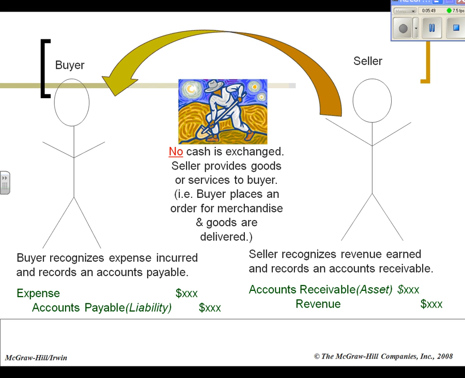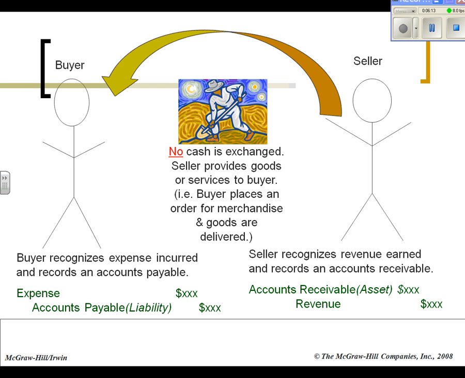Again, there's a flip side to every transaction. A company is a buyer and a company is a seller, in both, it's a flip side of a coin. Now, with our accruals, that's where no cash is exchanged. And so the seller will provide goods or services to the buyer. And the buyer, for example, places an order for merchandise and the goods are delivered.